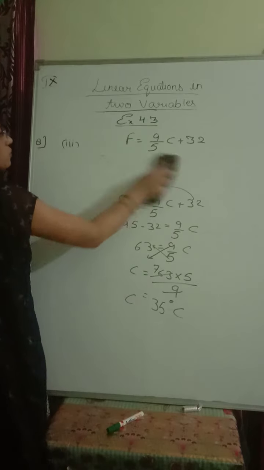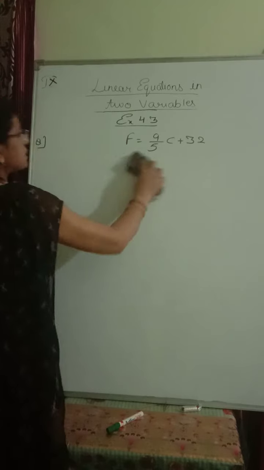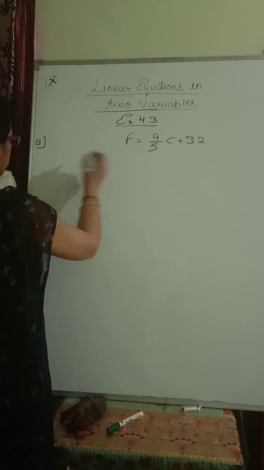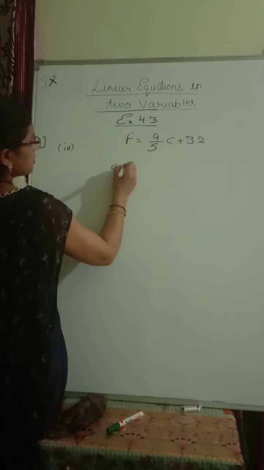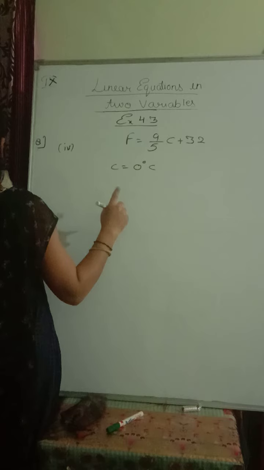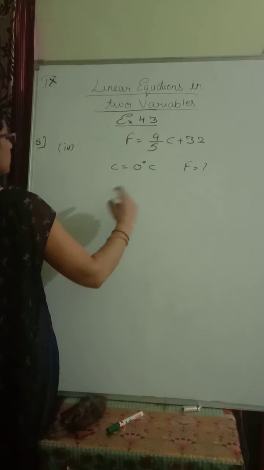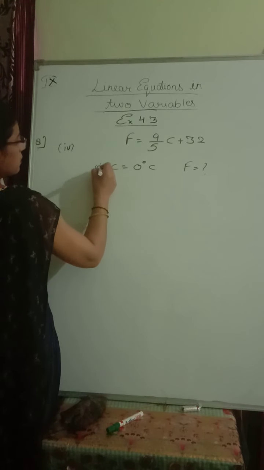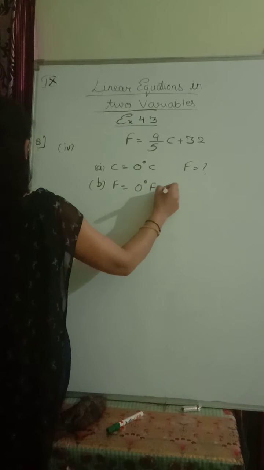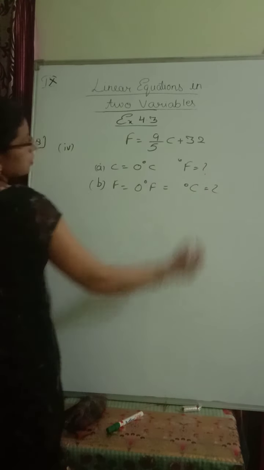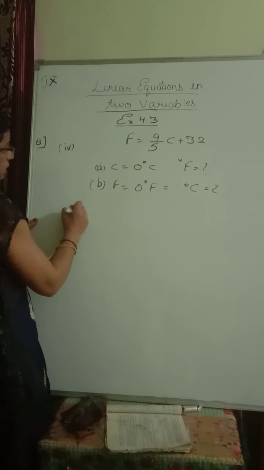Now, let us move to the fourth part. Only two parts are left, then your exercise will be completed. The fourth part is, if the temperature is 0 degrees Celsius, what is the temperature in Fahrenheit? And if the temperature is 0 degrees Fahrenheit, what is the temperature in degrees Celsius? So you have to find these now. One by one you will substitute, first for the A part.